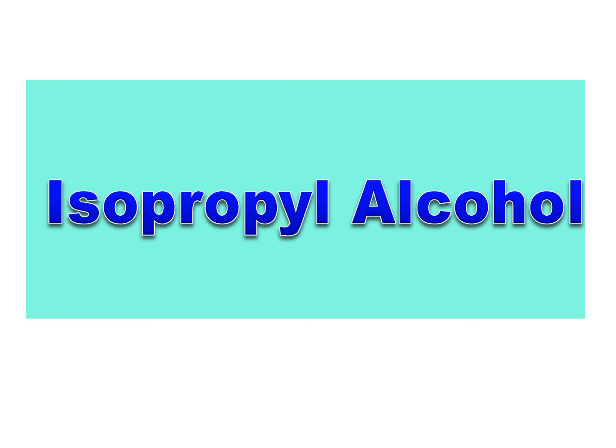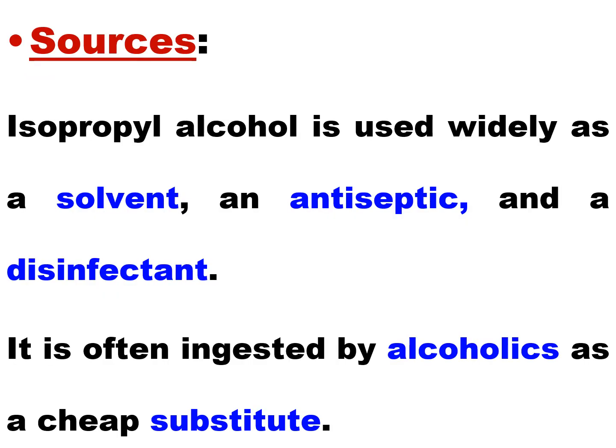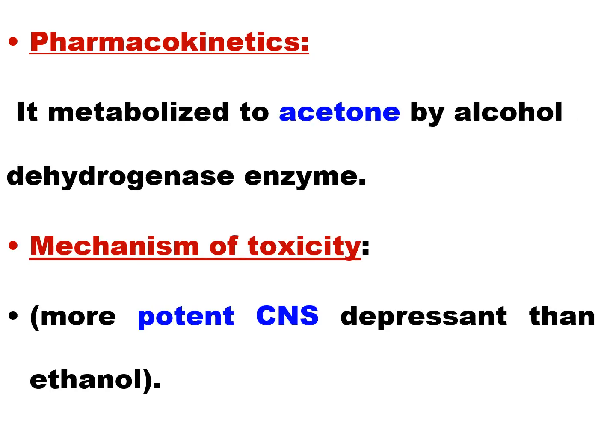The other toxic alcohol, present widely at home, is known as rubbing alcohol, used as an antiseptic and disinfectant, and for sanitation of hands and skin. Isopropyl alcohol is like ethanol but a more potent CNS depressant, and is present widely in solvents, antiseptics, and disinfectants. It may also be ingested by alcoholics or drunkards as a cheap substitute for ethanol. It is metabolized by alcohol dehydrogenase to acetone. Acetone also induces ketosis, but does not induce metabolic acidosis.